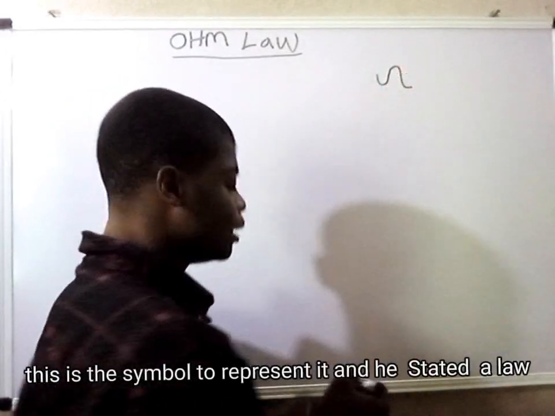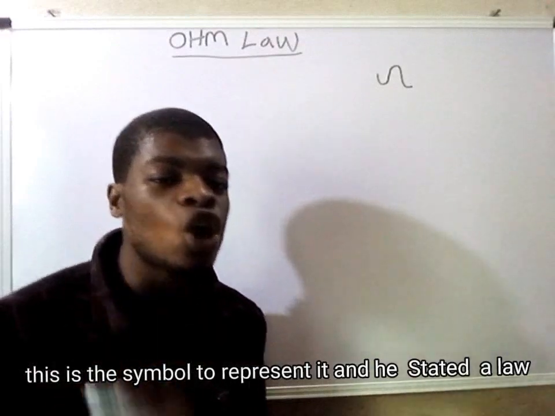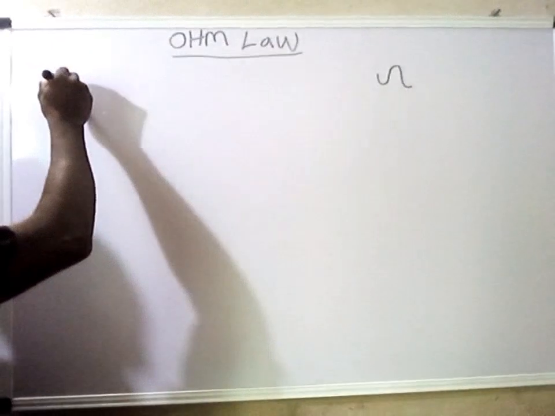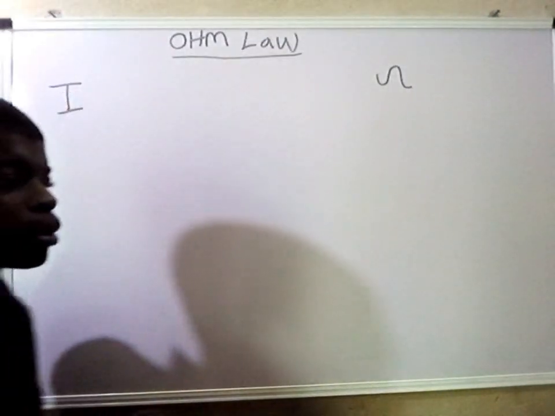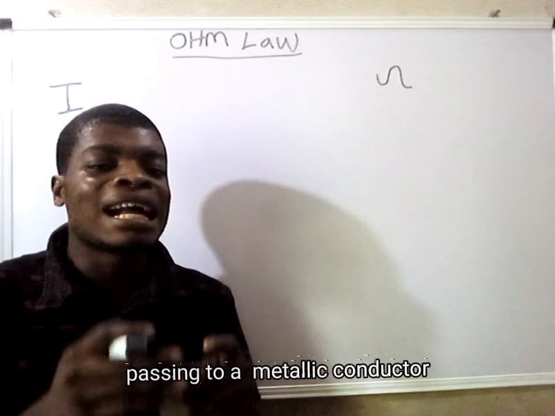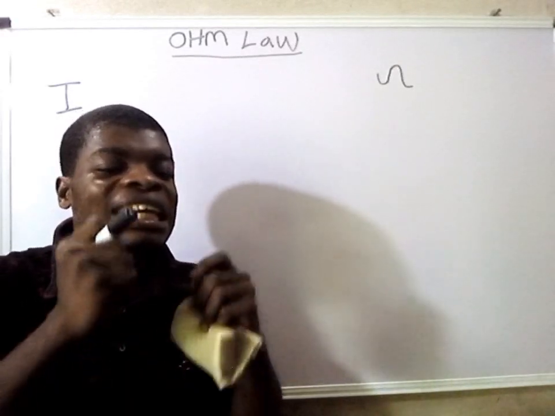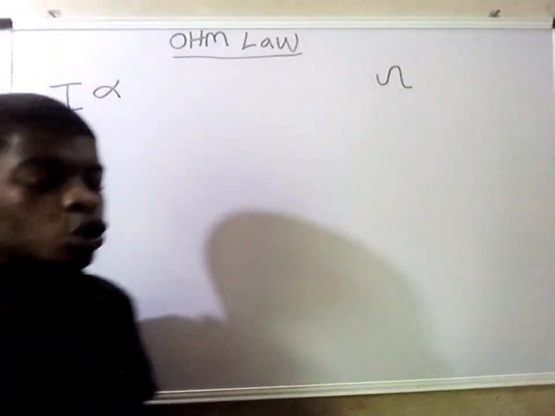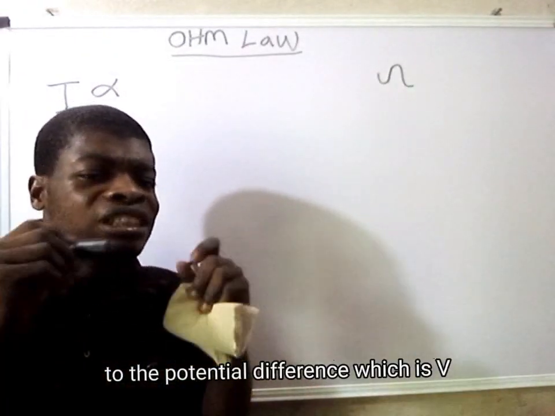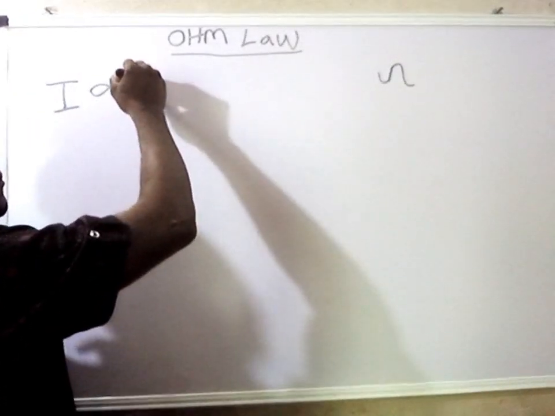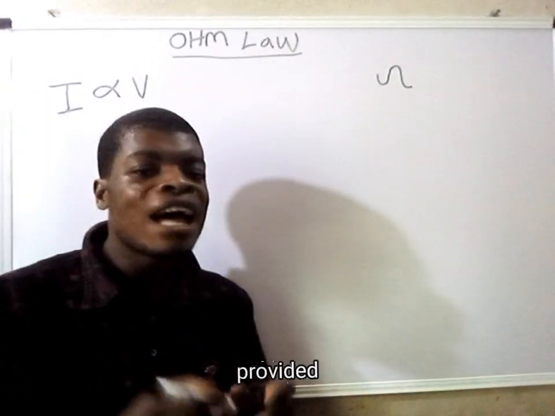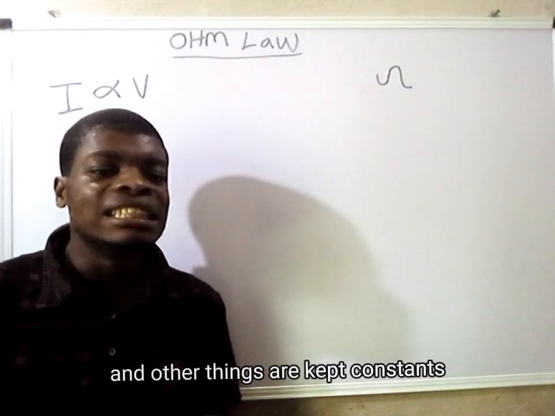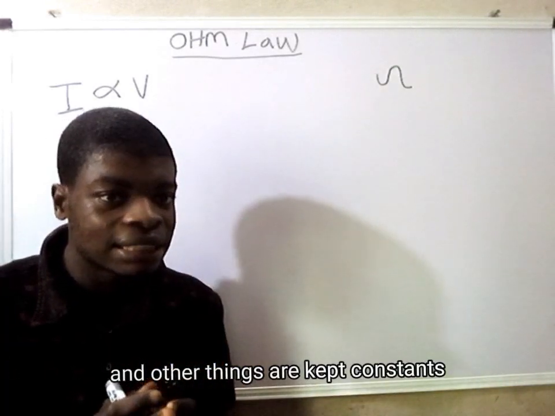See the symbol to represent it, and it stated a law which states that the current, which is I, passing through a metallic conductor is directly proportional, look at the sign, proportional to the potential difference, which is V, provided the physical quantity and other things are kept constant.